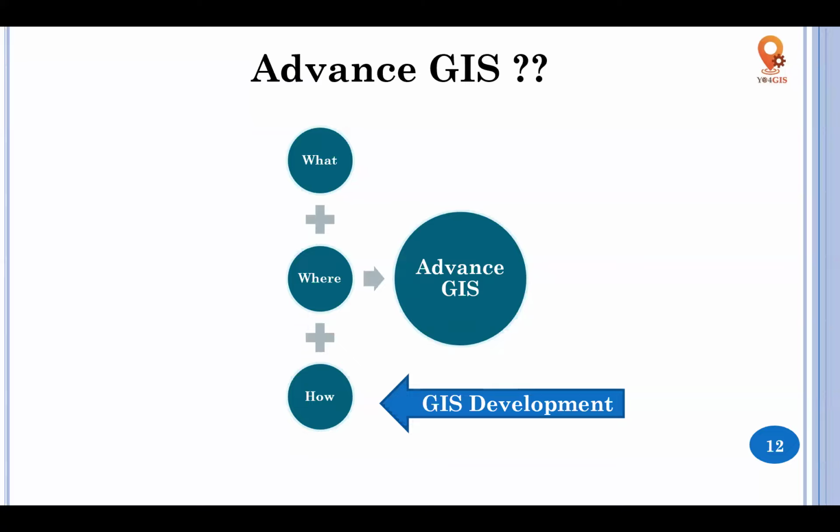So the third part is basically how things are going to happen. That comes under advanced GIS, and how we will get the answer with the help of GIS development, because we are going to create many tools and applications, and in those applications we will get the answer of how.